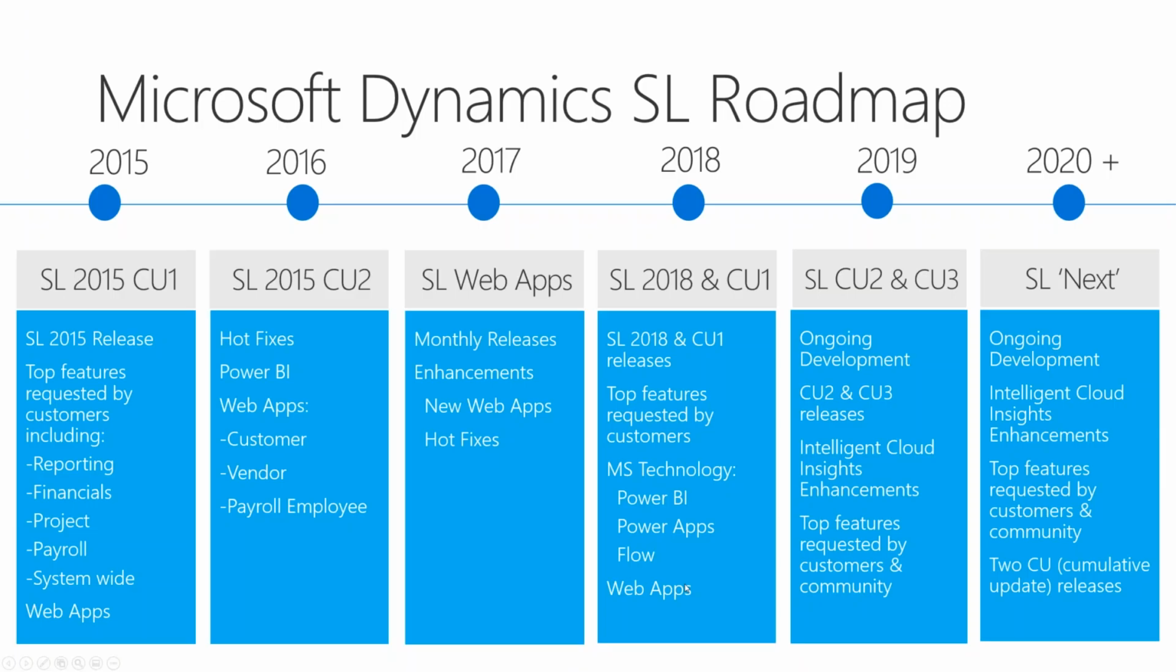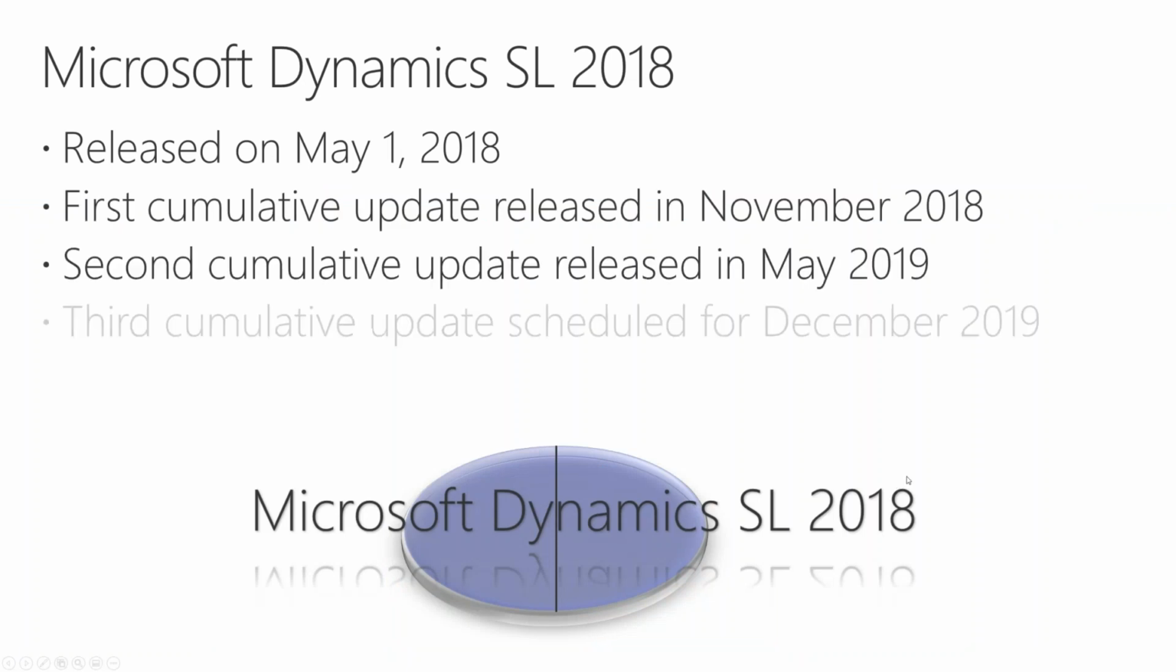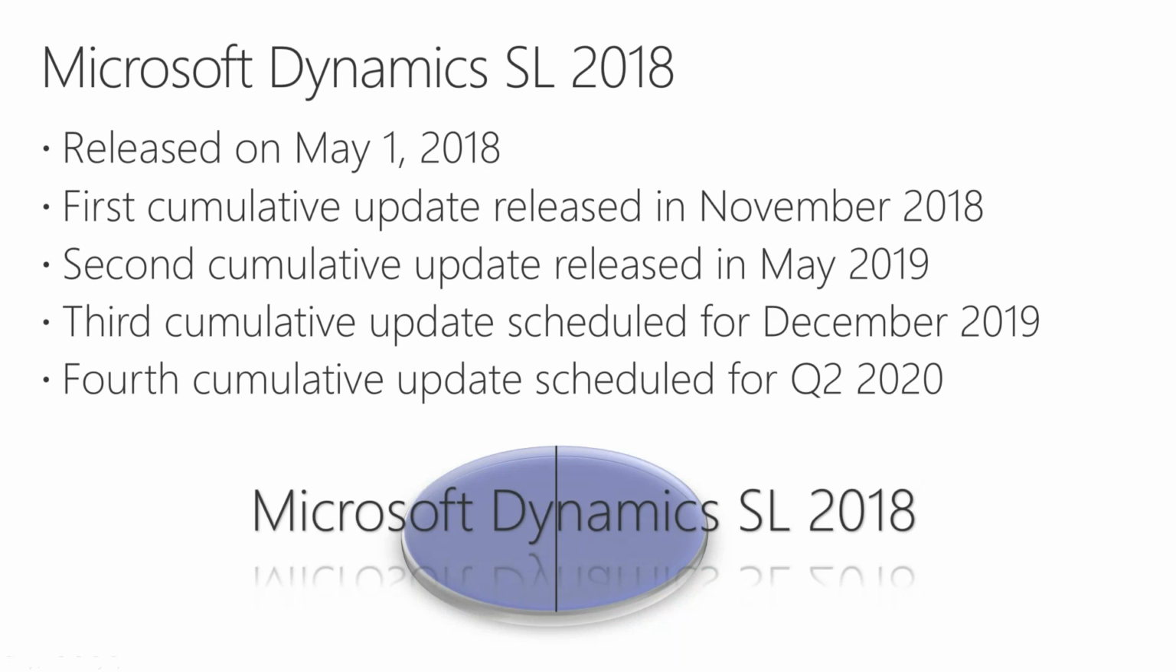So our roadmap, where do we continue to go from here? I have to update this, but where are we right now? Again, we came out just at the end of the year with CU3. Where are we going forward from here? Well, let's load this real quickly. We are getting ready to release Dynamics SL 2018 CU4 here in Q2 of this calendar year.